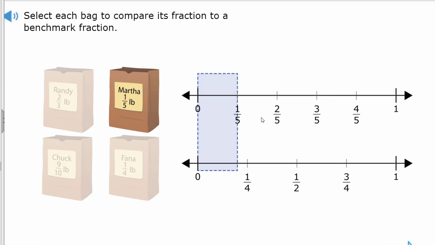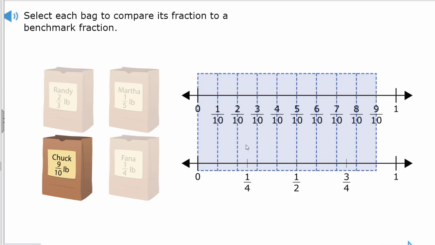1/5. Abdulaziz, what do you notice here? That 1/5 is less than 1/4. Okay, let's see the third bag.